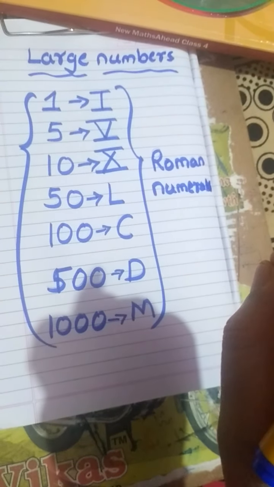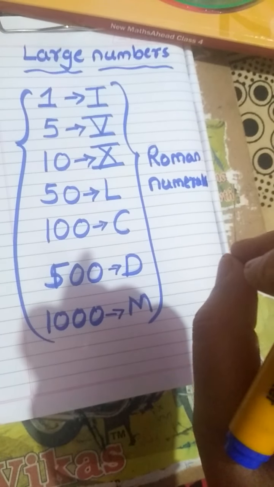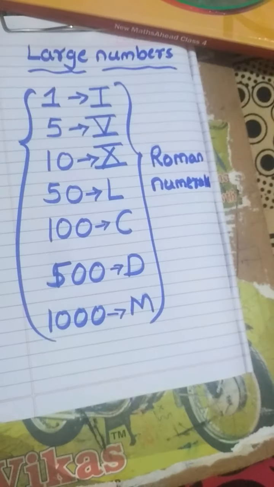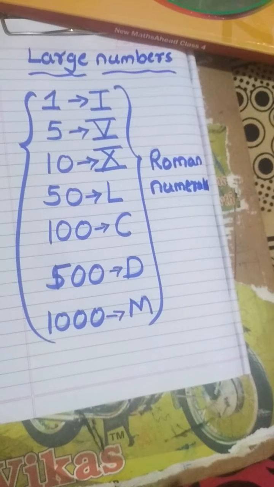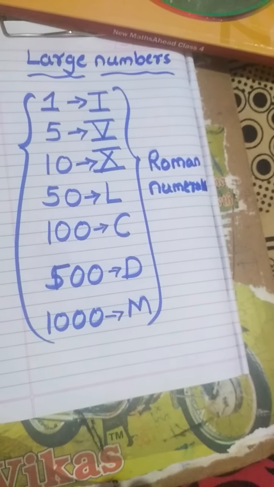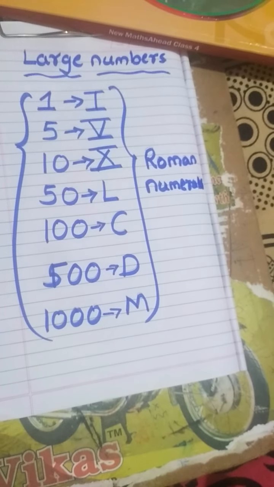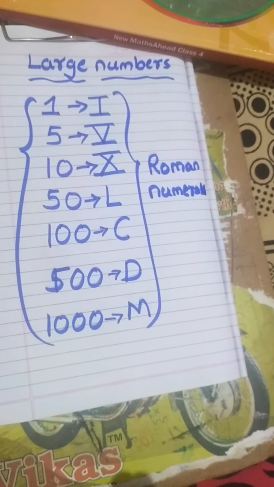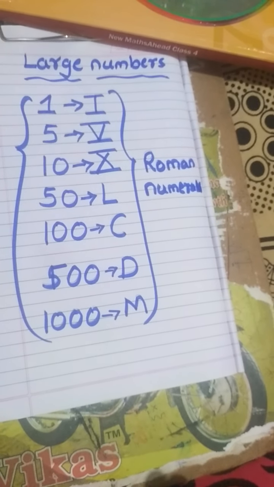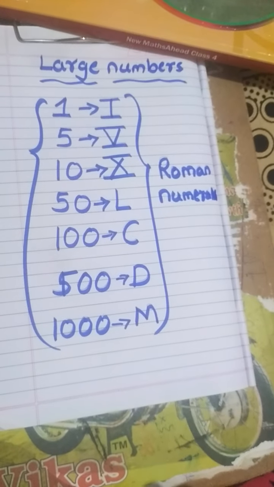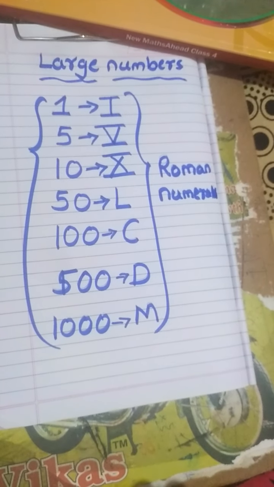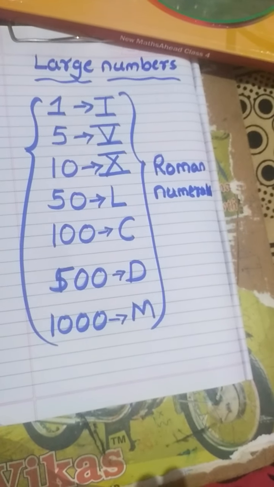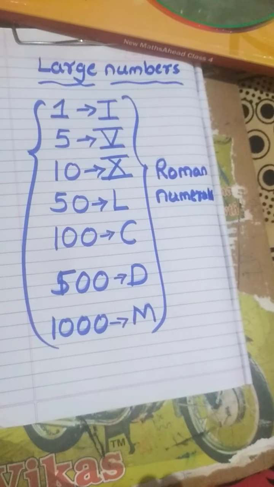Okay, in the Roman system, do you see any zero? No. In the Roman system, there is no zero. So this is the difference between the Hindu-Arabic system and the Roman system. In the Roman system, we will not use the zero, but the Hindu-Arabic system uses the zero. Now, how to write the numbers using these symbols, we'll explain.